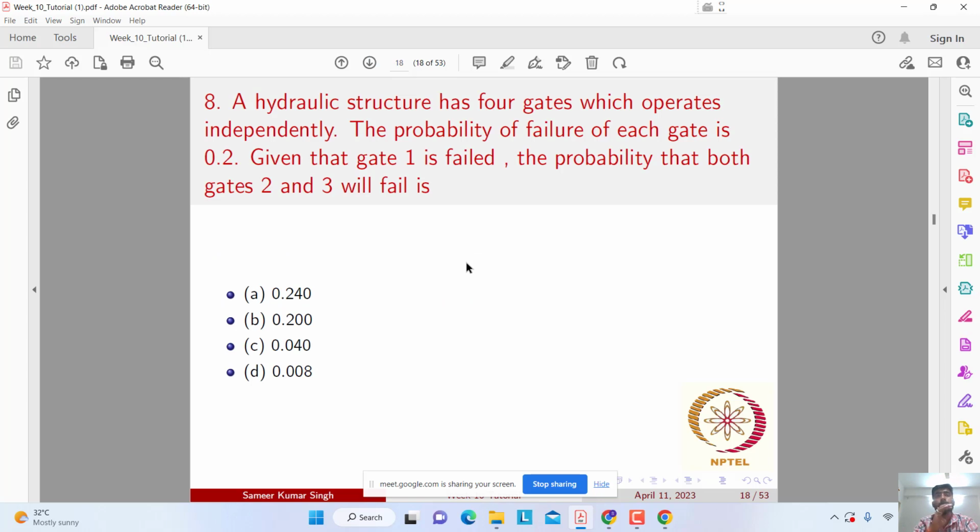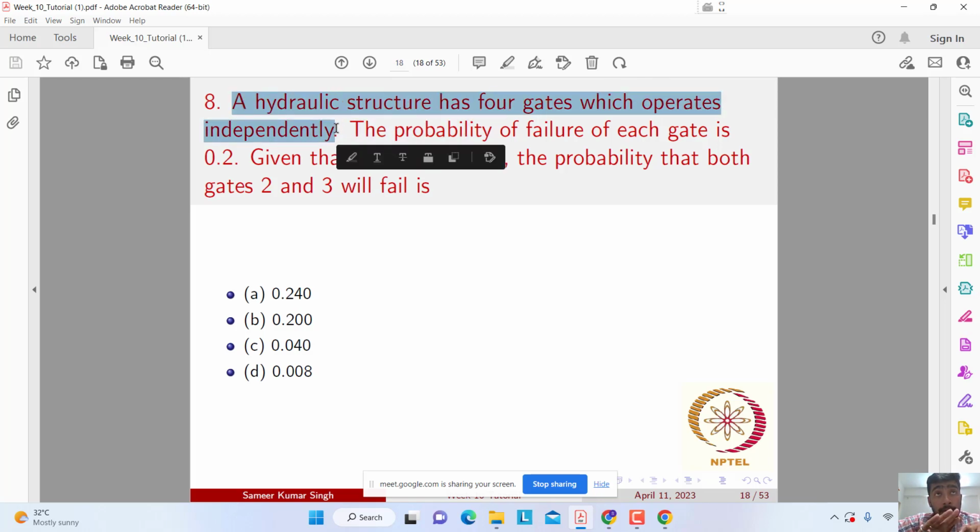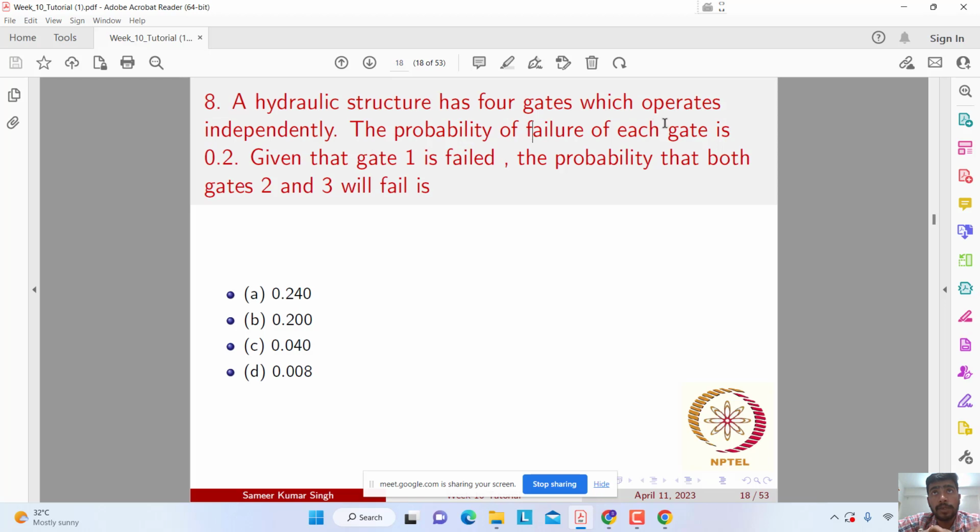Okay. Next, question number 8. The question is: a hydraulic structure has four gates which operate independently. The probability of the failure of each gate is 0.2. Given that gate 1 has failed, the probability that both gate 2 and gate 3 will fail is.